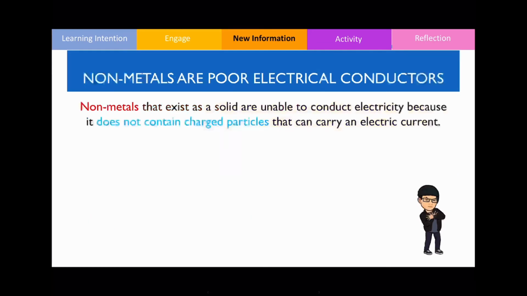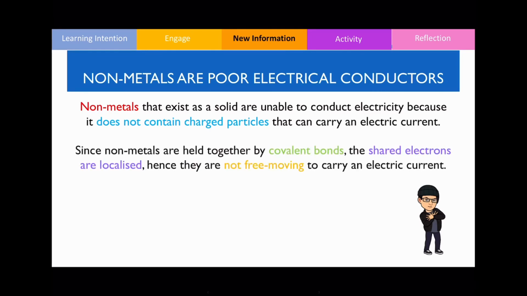So the reason why nonmetals are poor electrical conductors is because they don't actually have any charged particles that are mobile that can carry an electric current, okay? We know that nonmetals and all substances have charged particles. You either have protons, you have electrons, but these must be free to move throughout the actual substance itself.